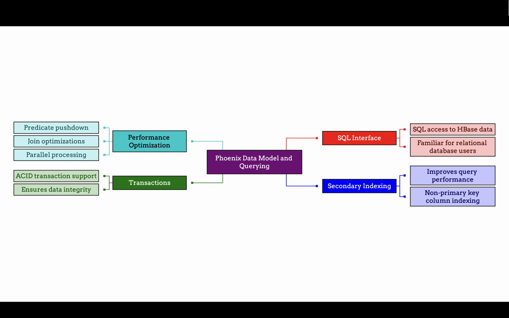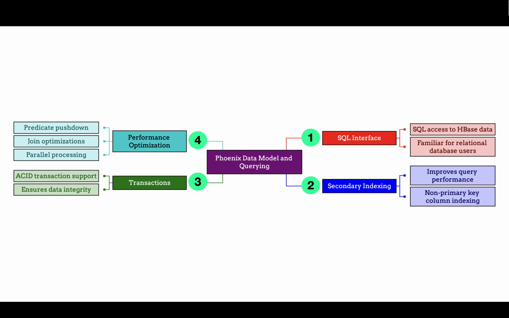Phoenix data model and querying. 1. SQL interface. Apache Phoenix provides a SQL interface for interacting with HBase data, which makes it more accessible for users familiar with relational databases. 2. Secondary indexing. Phoenix supports secondary indexing, which improves query performance on non-primary key columns. 3. Transactions. Provides support for ACID transactions, ensuring data integrity during complex operations.